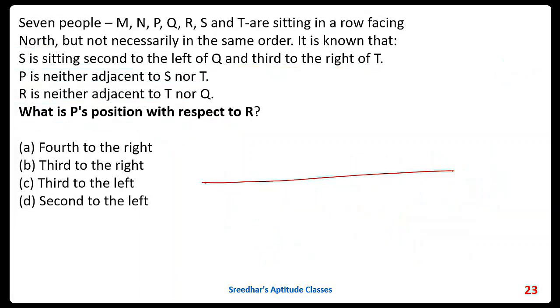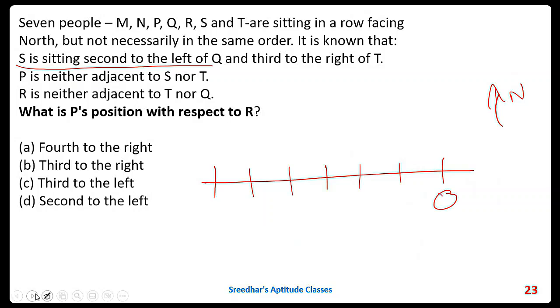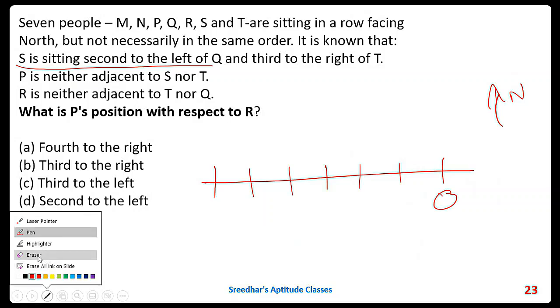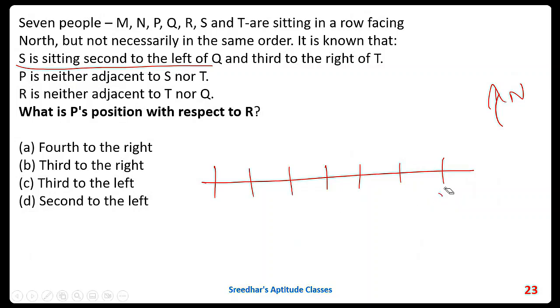Okay, so 7 people, 1, 2, 3, 4, 5, 6, 7, facing north. He says S is sitting second to the left of Q. Okay, so if I take Q at the extreme left, what are you saying, Manish? Q can't be at extreme end. Okay, so if I take Q here at extreme right, then S is second to the left of Q.